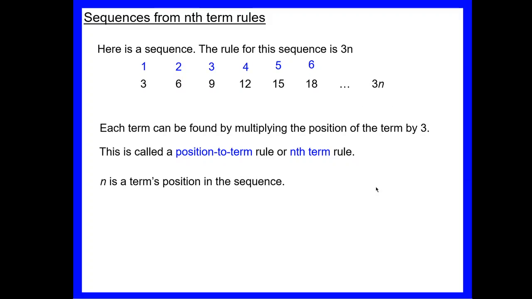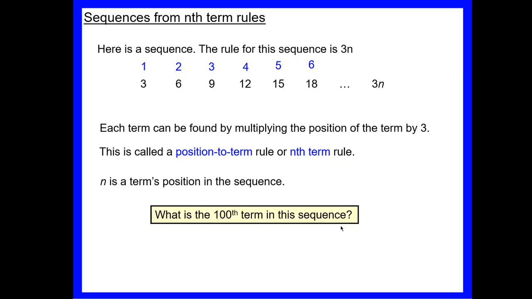Now, the reason we want to find these is because a term-to-term rule can help us to get from one number to the next number, which is great if I only need a small amount of numbers. But if I wanted, for example, the 100th term in this sequence, I don't want to have to write out 100 numbers to be able to find it. I want to be able to find it quicker.